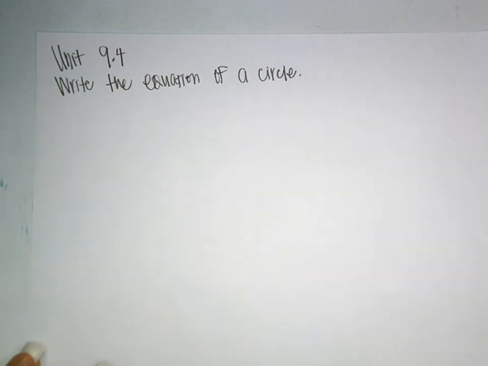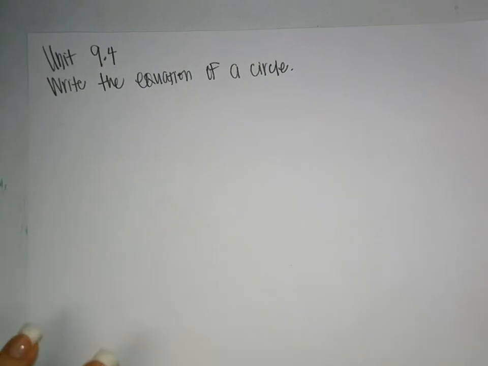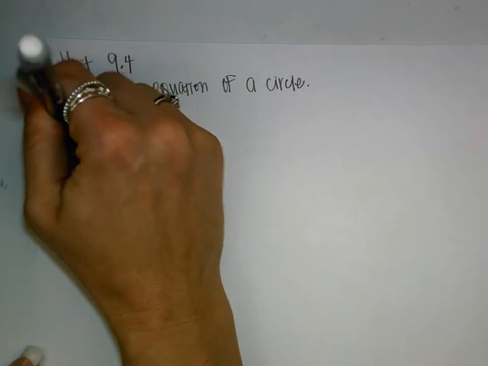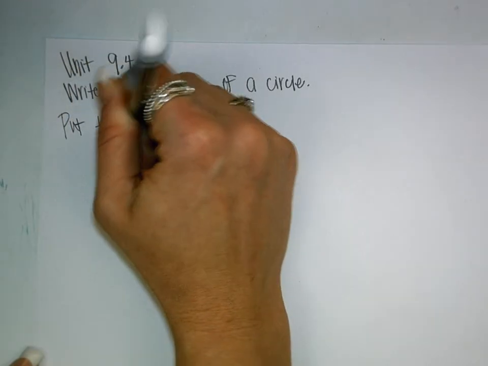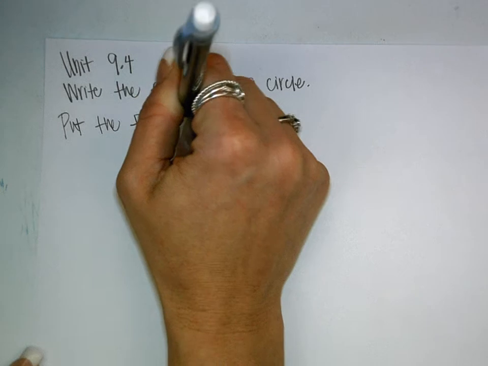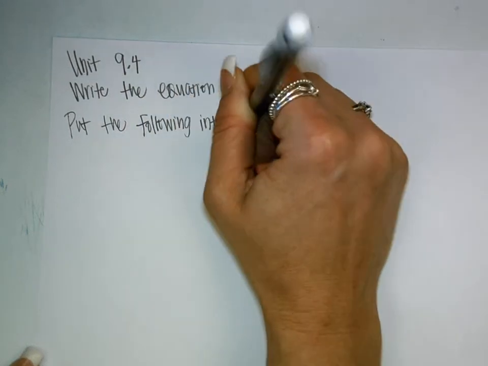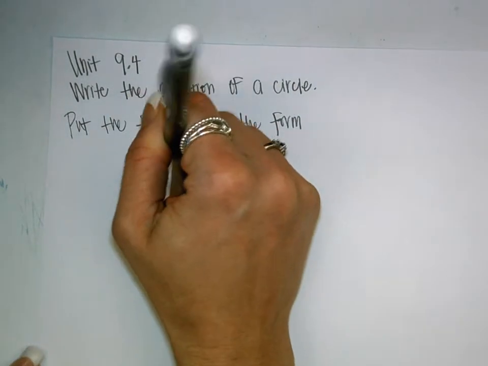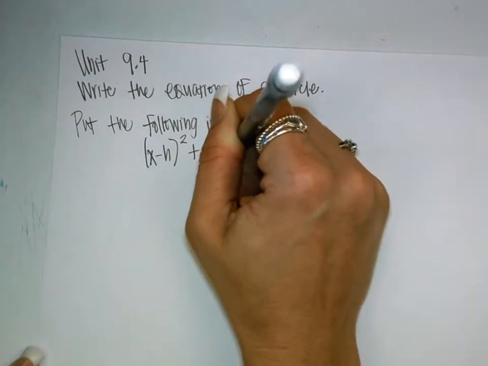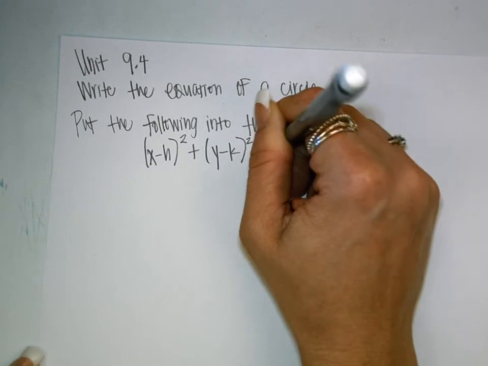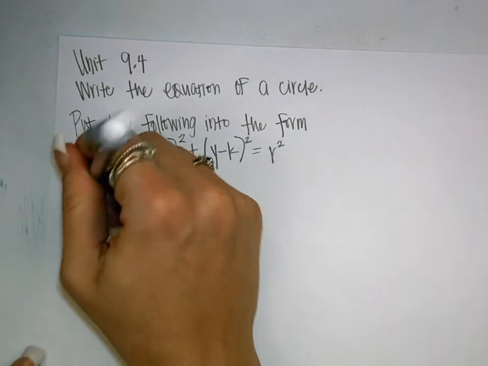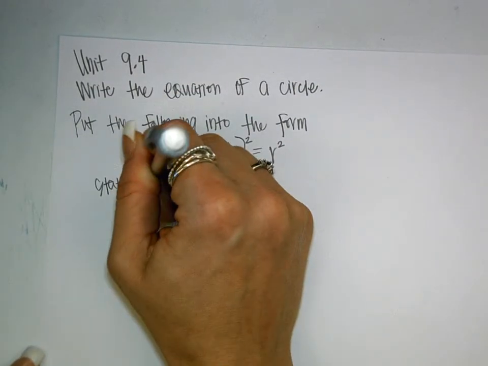Okay, so the reason that we did changing the form on parabolas yesterday is mainly because we're going to do the same thing for all the other shapes. So I'm going to ask you to put the following into the form x minus h squared plus y minus k squared equals r squared. Okay, so I'm going to ask you to change some equations into this type of form and then state the center and radius.